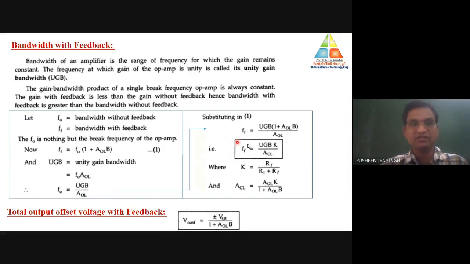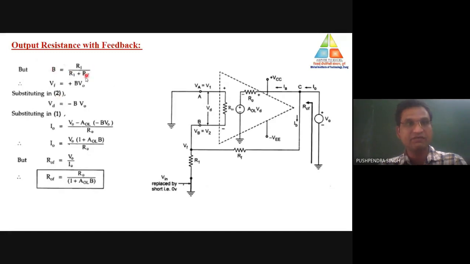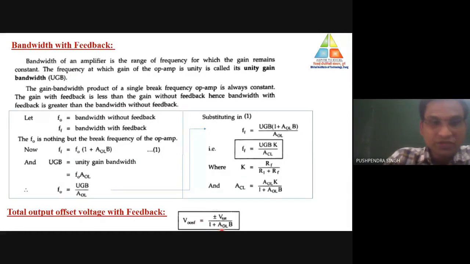With the help of this formula, you can easily calculate the value of bandwidth with feedback, and the last term is total output offset voltage with feedback. That is nothing but the saturation voltage divided by 1 plus open loop gain multiplied by B, where B is, as we already saw in the last slide, R1 divided by R1 plus RF. We have replaced R1 divided by R1 plus RF as B. So total output offset voltage is saturation voltage divided by 1 plus AOL into B.